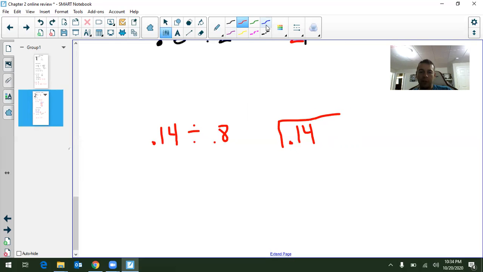And then we're going to divide it by 0.8 on the outside. If there's a decimal not beside the box, we're going to move it over. So that decimal can go over one space. So it's right here. And then we're going to do the same thing to the decimal on the inside. So we're going to move that one over and pull it up. So 8 can't go into 1, but it can go into 14.